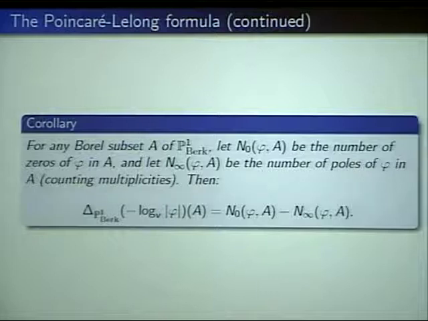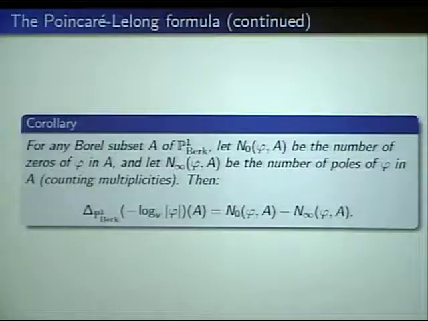Okay, so first of all, what this formula tells you is that if you have any Borel set A, then when you take the mass of this Laplacian measure, the mass on a set A is the number of zeros in A minus the number of poles in A. That's an exact translation of the previous formula. So this Laplacian is counting the number of zeros minus the number of poles in a set A with multiplicities.